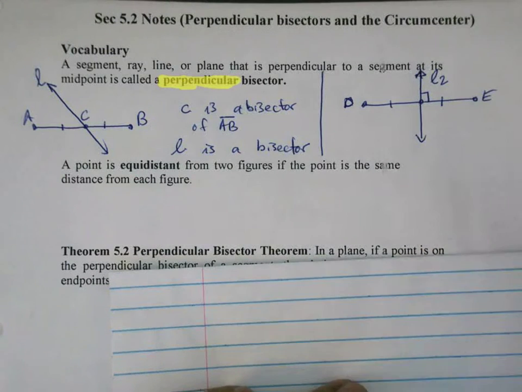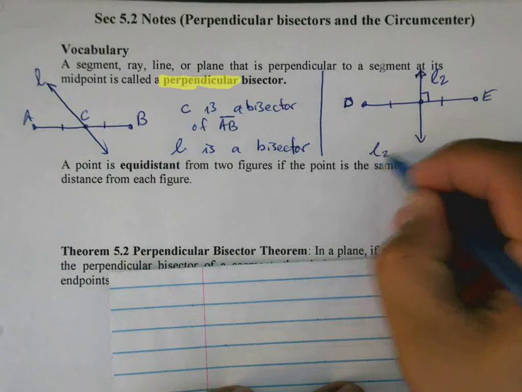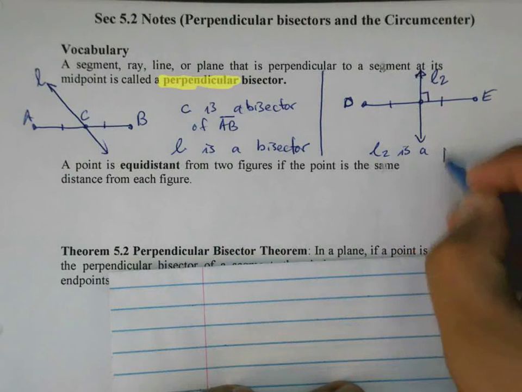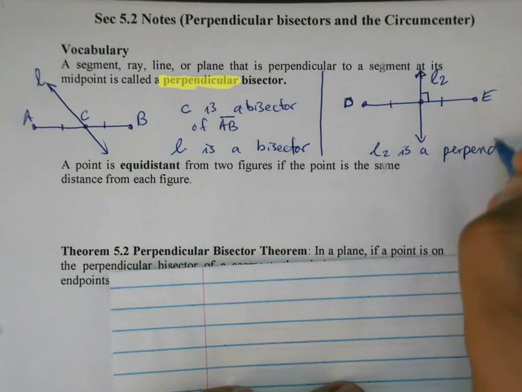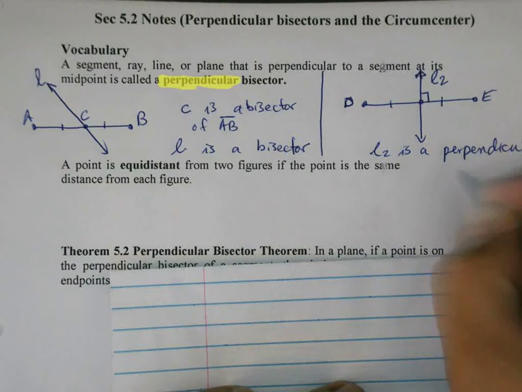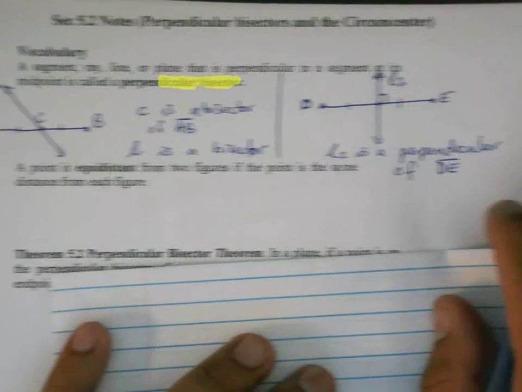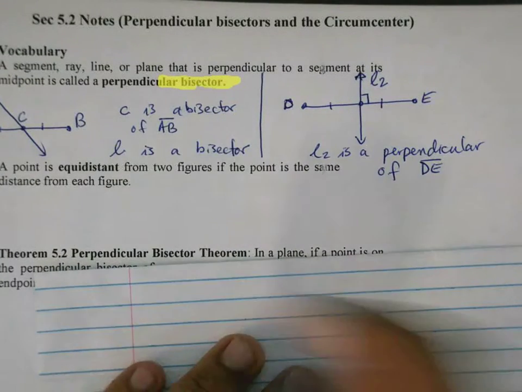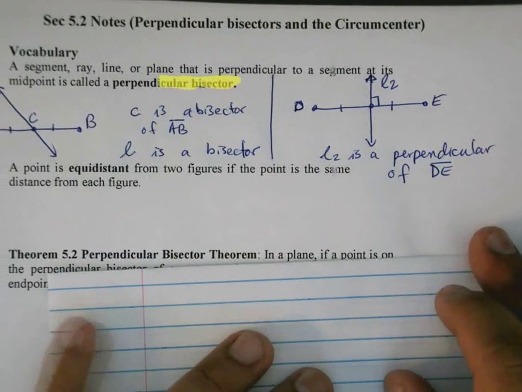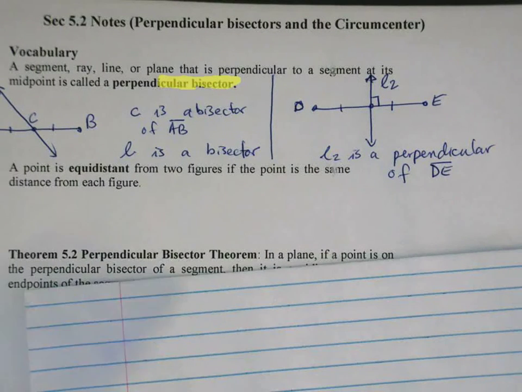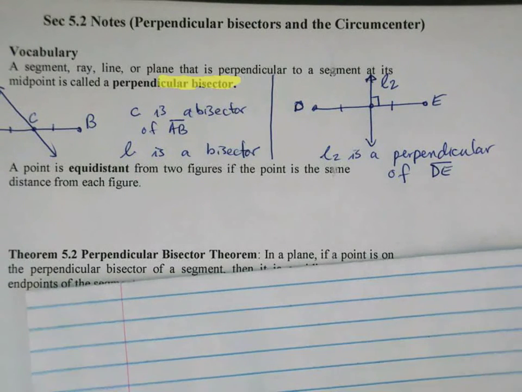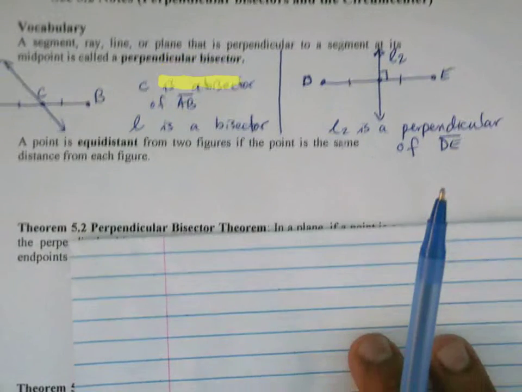Now we can say that L2 is a perpendicular bisector of DE, because it satisfies both conditions. It is a bisector and it is perpendicular. So that's the basic idea here, that it has to satisfy two different conditions. And oftentimes in geometry we take these types of definitions for granted. We assume that we know exactly what it's talking about, but then we'll miss something important in there.